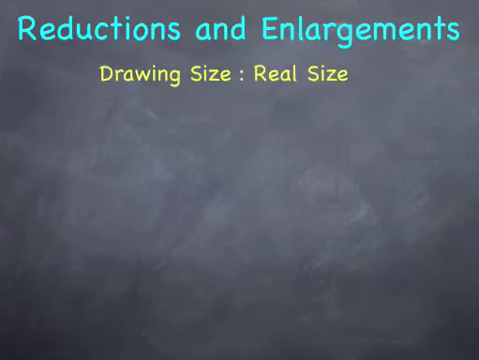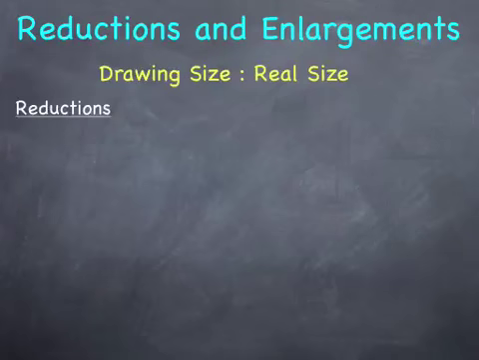Now this is very important, you need to understand this fact. When we look at a scale, for example 1 to 100 or 1 is to 50, the drawing size is always on the left. So the number on the left is the drawing size, and the number on the right-hand side of the ratio is the real size, the original size in real life. You need to remember that as you do your calculations.